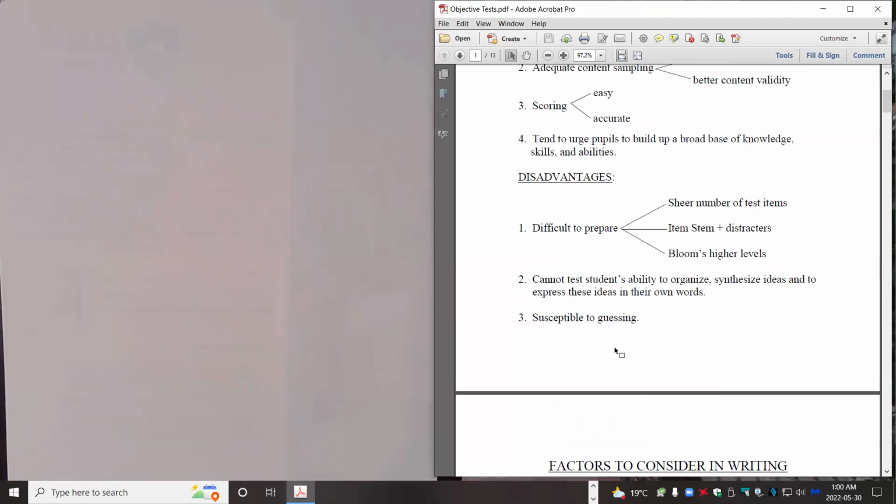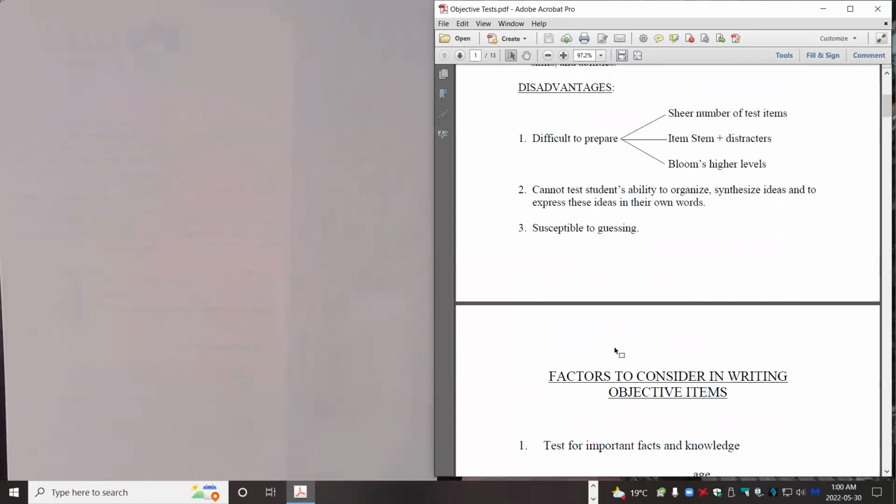The disadvantage is that objective tests are very difficult to prepare, because in general, for a 1 hour test, the item writer has to create something like 50 to 60 items, compared to 6 or 7 half-page essay items. So it is just the number of test items.